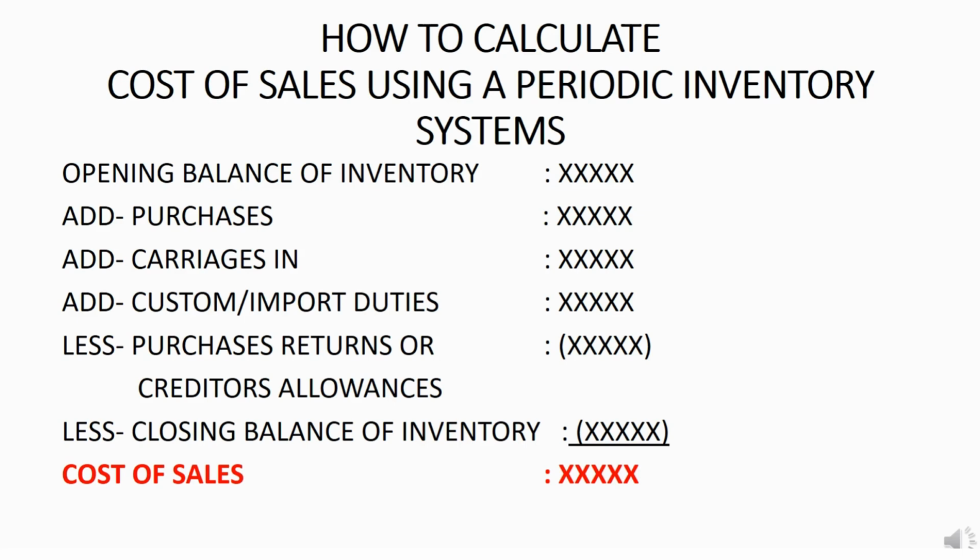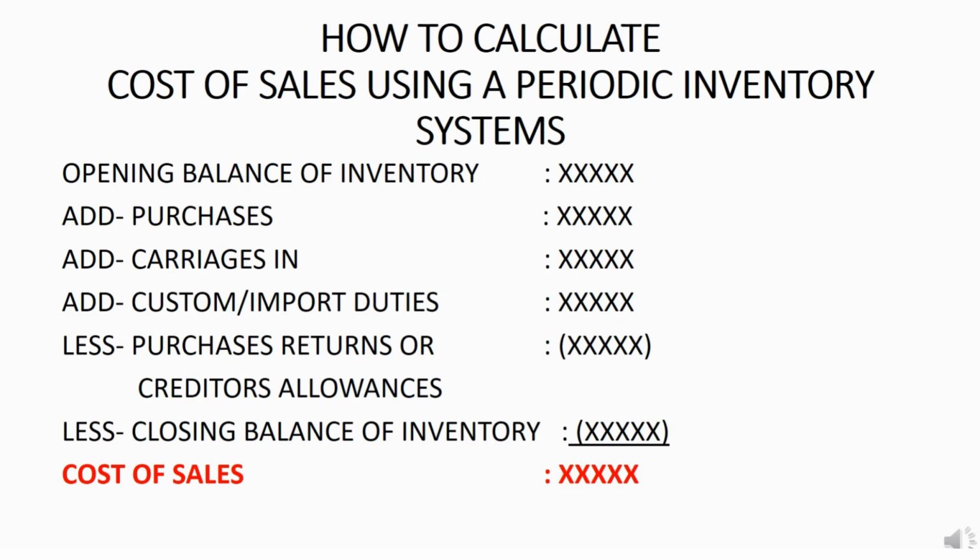From your opening balance of inventory, you add your purchases. Some will add purchases net of purchases returns or net of creditors allowances, but some will add the purchases account. So remember, we are using a periodic inventory system. You cannot say you are adding trading stock or inventory, but you are adding purchases, because trading stock is treated as an expense account. Then you add carriages in.